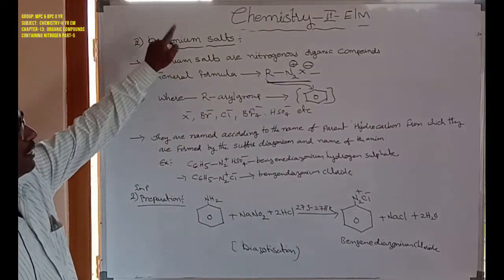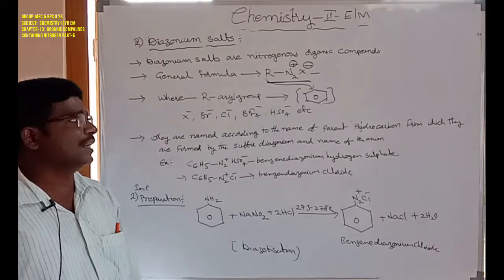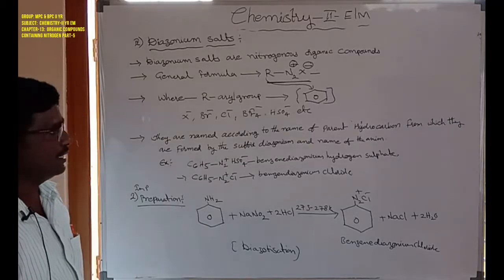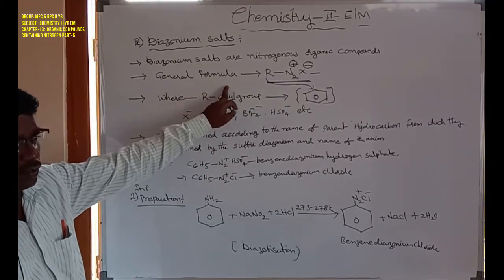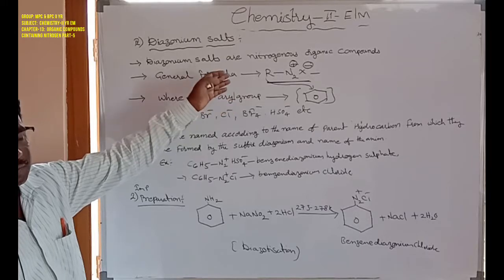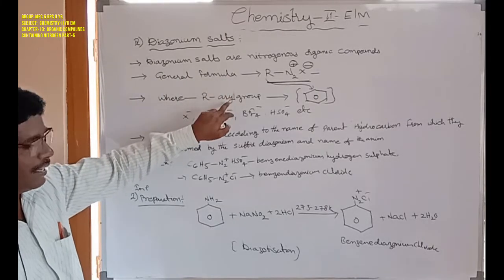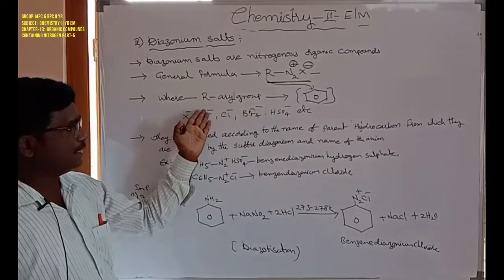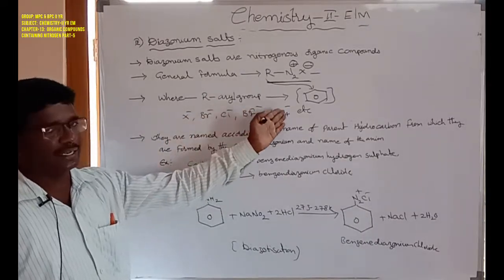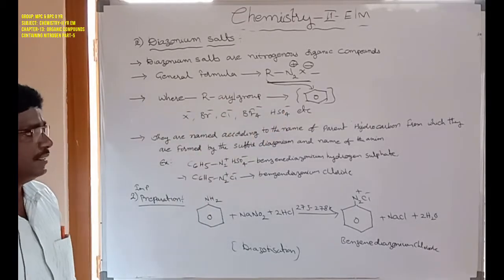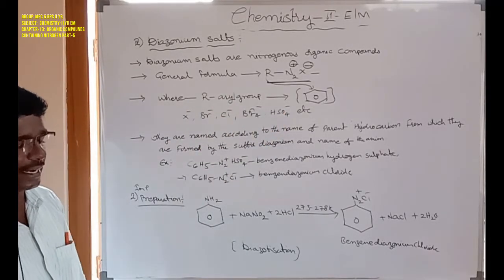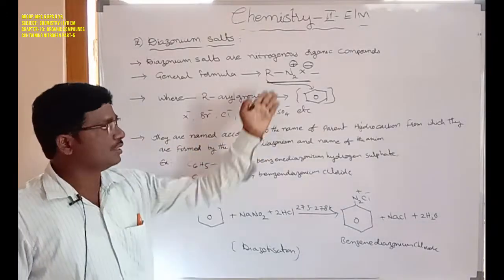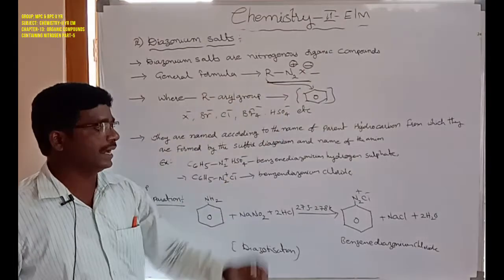The diazonium salt is a nitrogenous organic compound with the general formula R–N2+ X−. R is also known as an aryl group or benzyl group. The anion can be Cl−, Br−, BF4−, HSO4−, etc. The name comes from the parent hydrocarbon, plus the suffix diazonium, and the name of the anion.